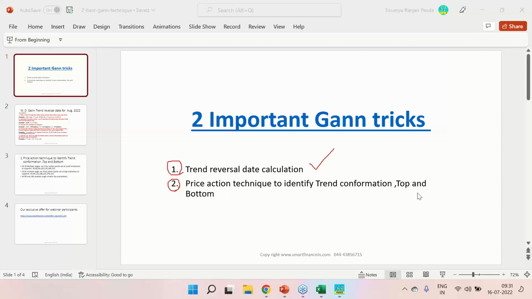Fibonacci some people use, Elliott some people use, but the accuracy is not even 25%. Here, at least the accuracy on the timing front is maintained above 65%. Sometimes it goes to 70-75%. That means if 10 trend reversal dates are coming, out of that 6 or 7 days are going to work. So this method we are going to learn, and we will also learn the price action technique. I'll start with the trend reversal date calculations.